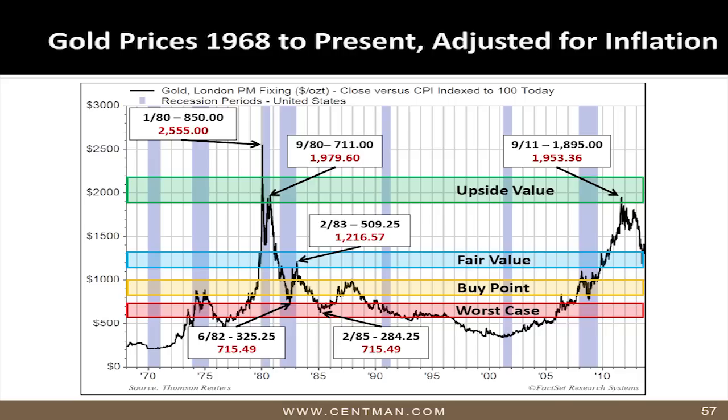And then we inflation adjusted to peak in 1980 at 860 and ran it out. It came out to 2555. We took a more reasonable peak in 1980 at 711. It came out about 1900. So you can see the upside is about 1900 to 2500. The downside is about 600 to 700. Buy point of 800 to 1,000.